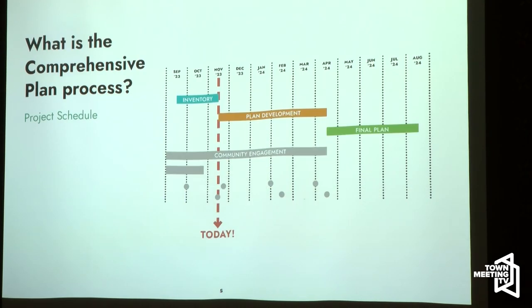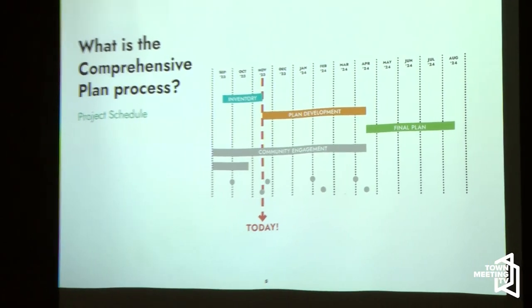So this is the process seen as a calendar. So this is September on the upper left, September of this year, all the way out to August of next year. So each of these columns represents a month. Right now we're wrapping up the first step, which is an inventory of the park. That's what you'll see tonight. We're having our first big meeting. And then next we'll go into this orange bar, which is the plan development. That's when we'll start drawing more ideas.